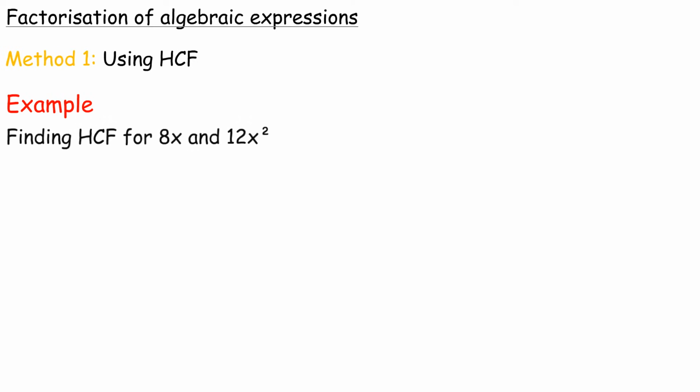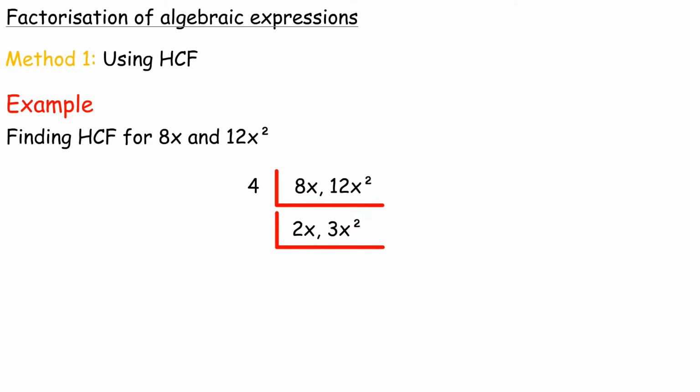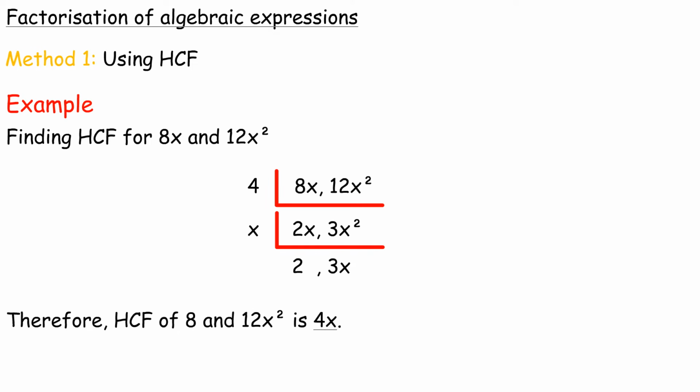Factorization of algebraic expressions. Method 1, using HCF. Finding the HCF for 8x and 12x squared. 8x and 12x squared can be divided by 4, equals 2x and 3x squared. 2x and 3x squared can be further divided by x, equals 2 and 3x. Therefore, the HCF for 8x and 12x squared is 4 times x, 4x.